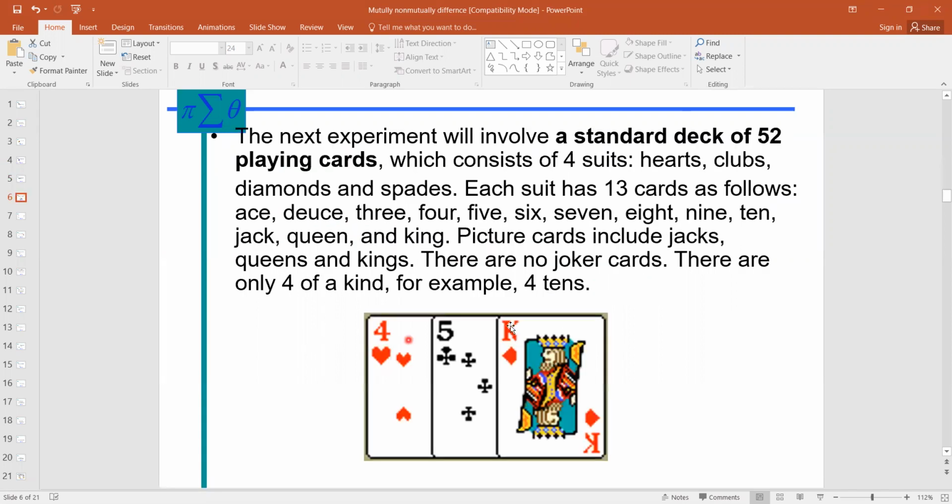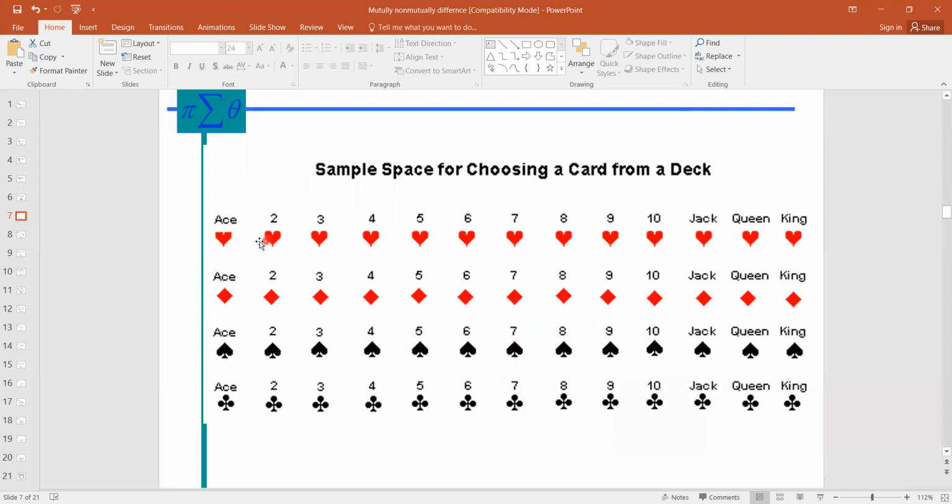So let us take another example, which is a standard deck of 52 playing cards. Here we can see the distribution of cards, which consist of 4 suits: heart, club, diamond, spade. In each suit, we have 13 cards, named Jack, Queen, King, Ace, 2, 3, 4, 5, 6, 7, 8, 9, 10. So each suit has 13 cards and the total is 52 cards. Here you can see Joker is not included in the 52-card deck.